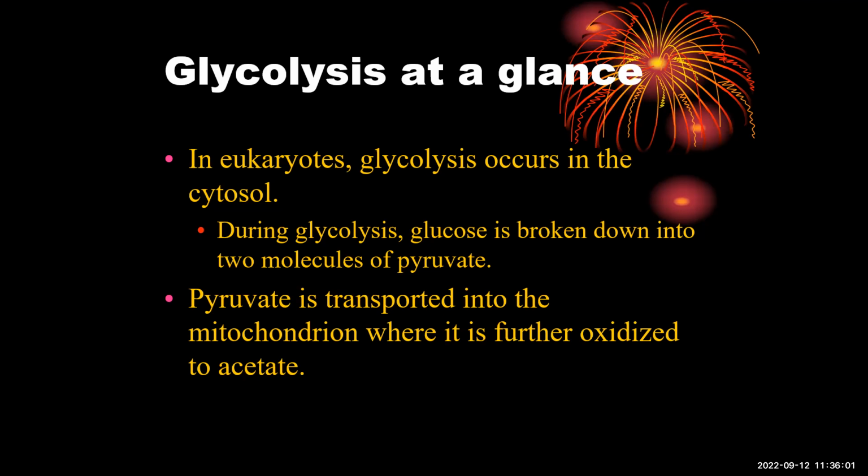So glycolysis converts glucose to 2 3-carbon compounds. How many carbons are there in glucose? 6. C6H12O6. 6 carbons, you convert it to 2 3-carbon compounds called pyruvate or pyruvic acid. Pyruvate gets transported into the mitochondrion, where it will undergo further oxidation. That's not part of glycolysis. So glycolysis is this process here.